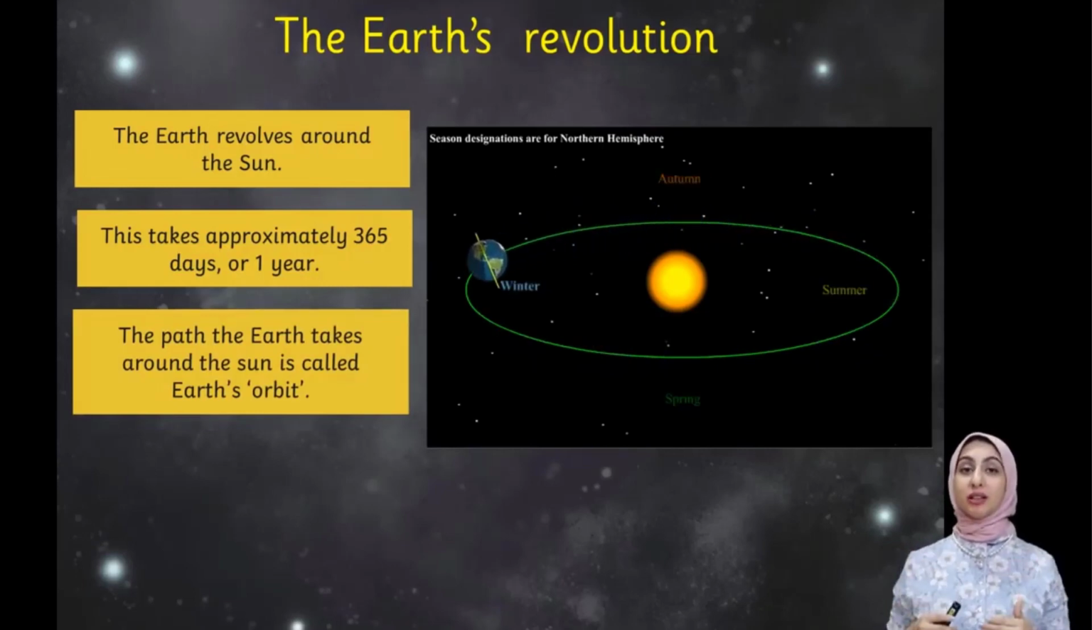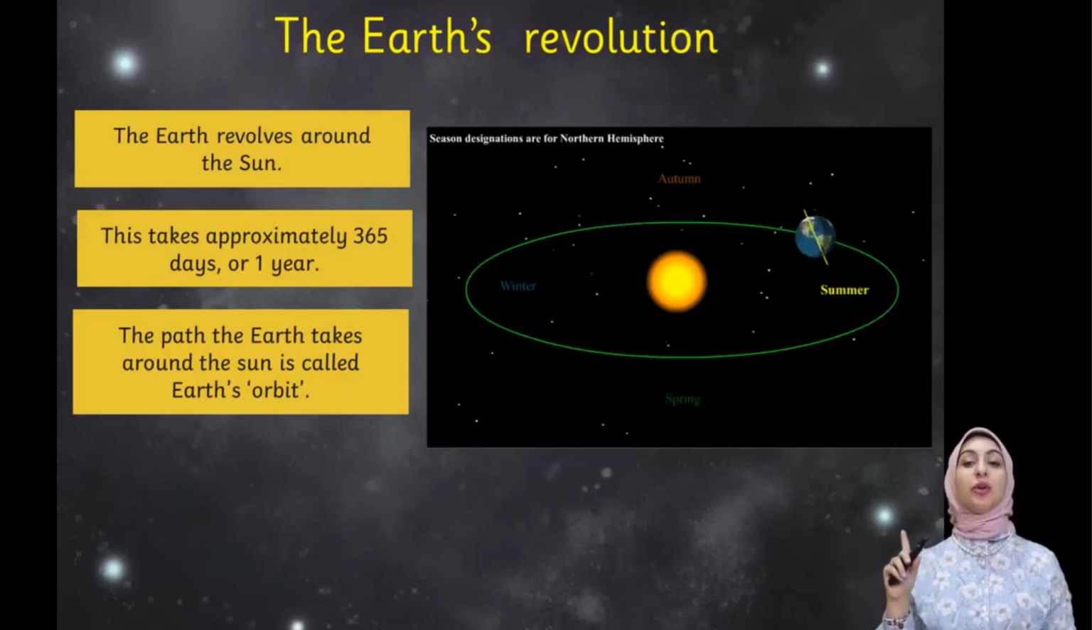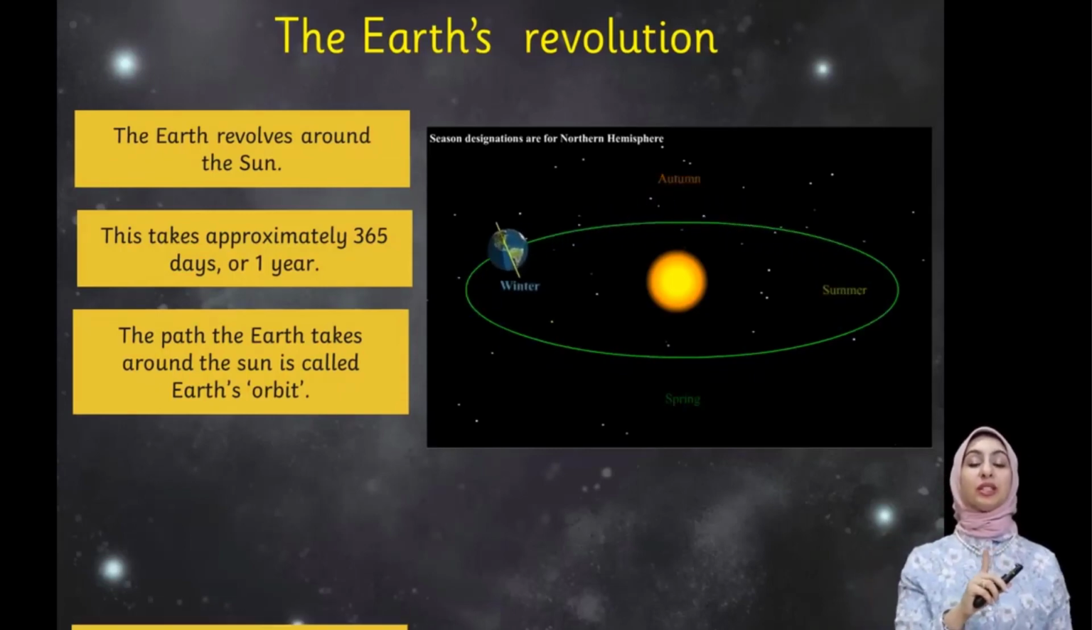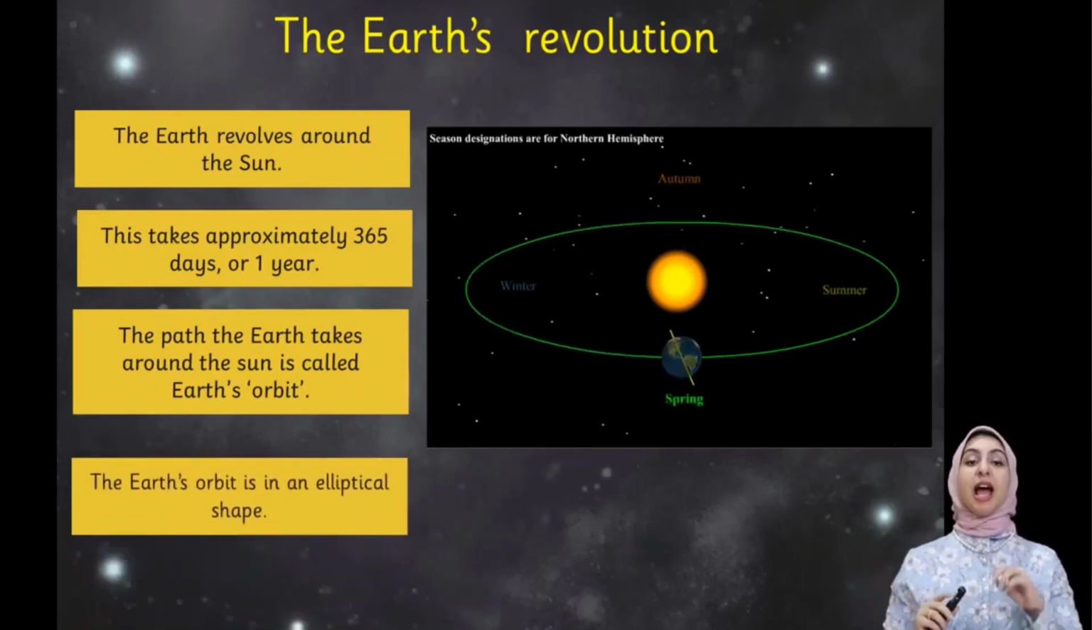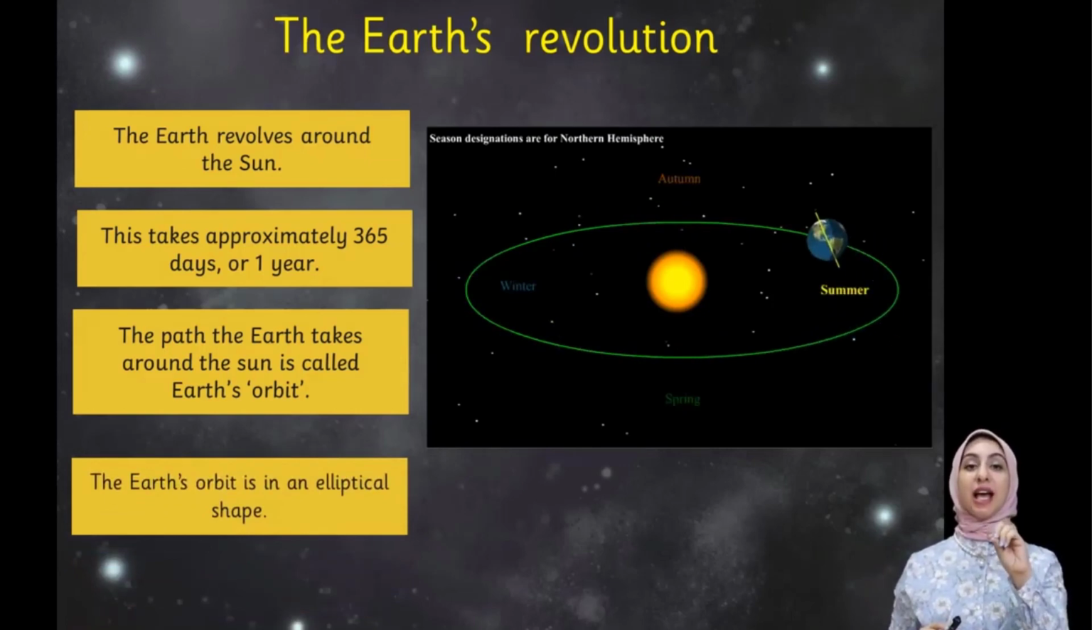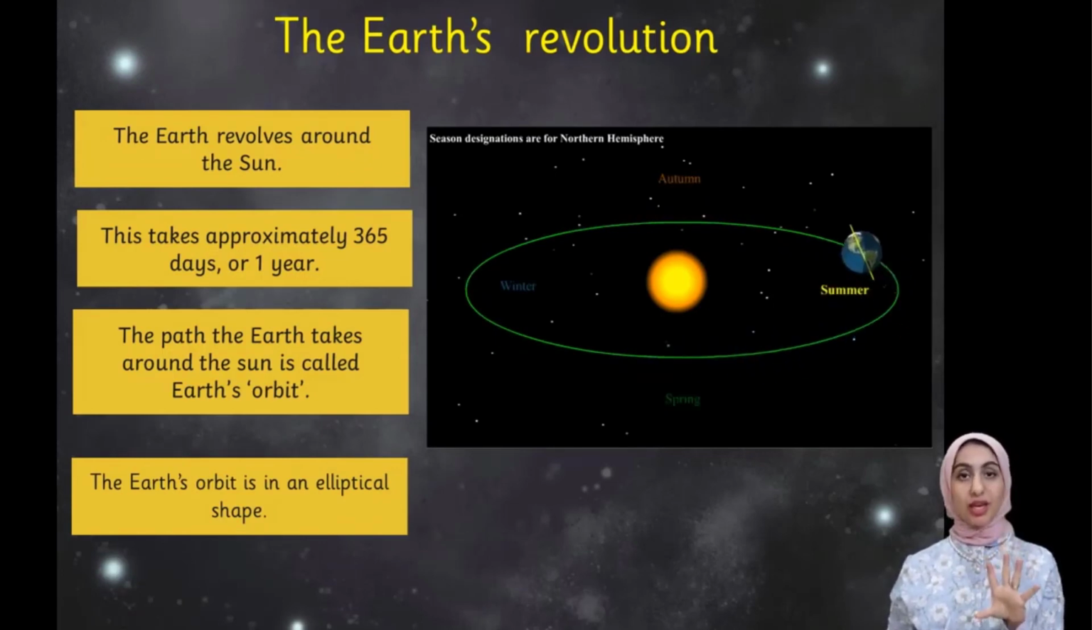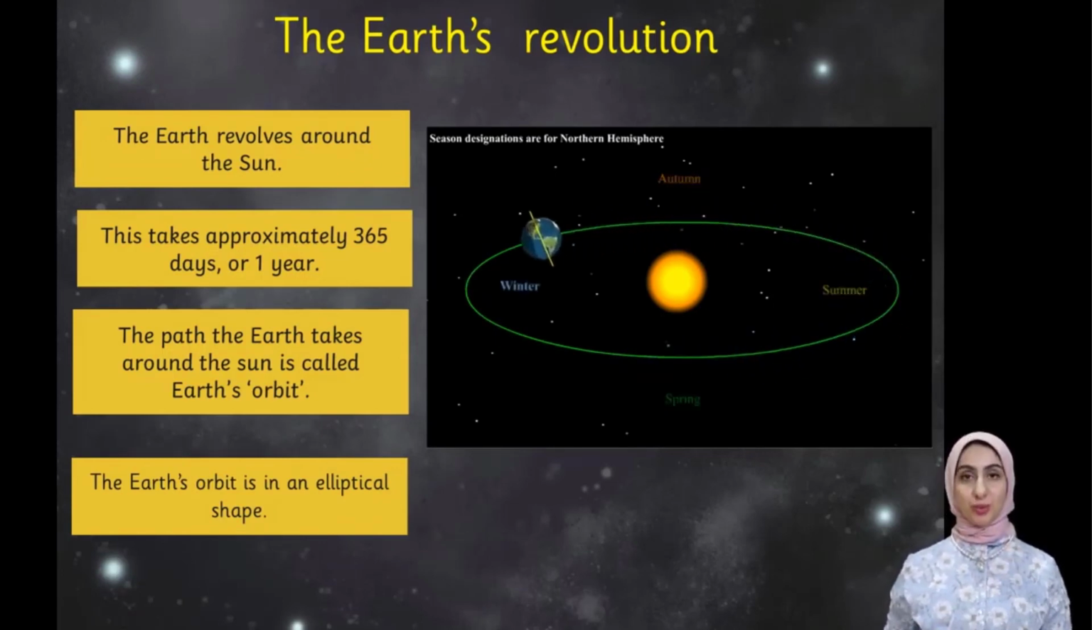The path that the earth takes around the sun is called the Earth's orbit. As you can see here, the Earth is moving around the sun in an orbit. And this orbit is an elliptical shape. It is not a circle, it is an elliptical shape. Okay? Don't forget this one also.